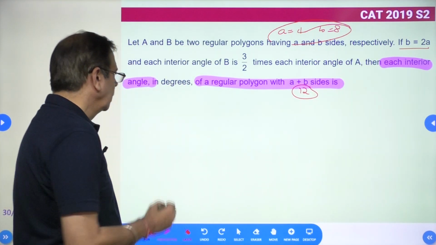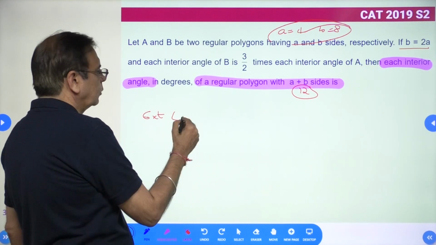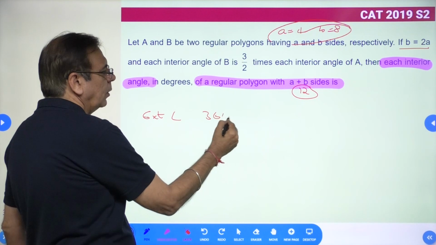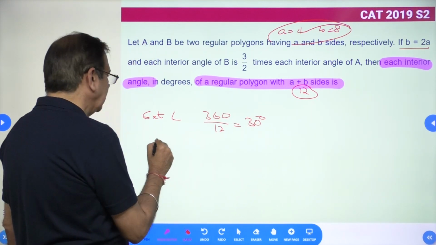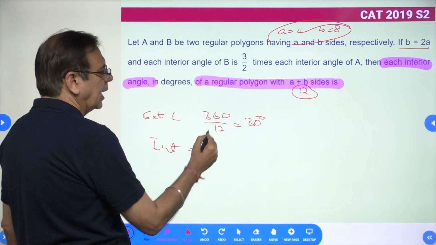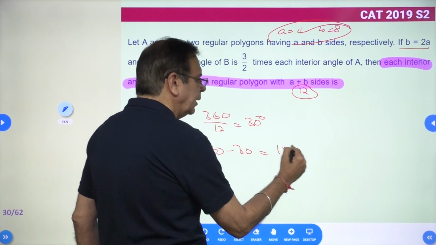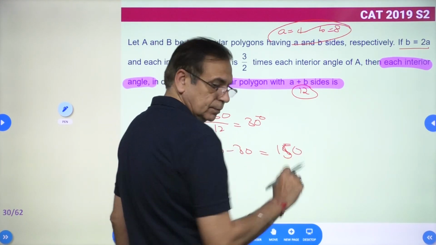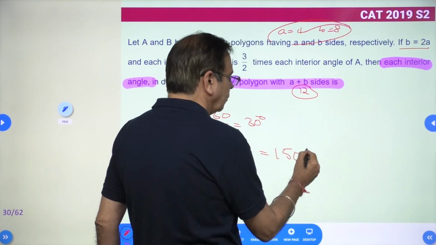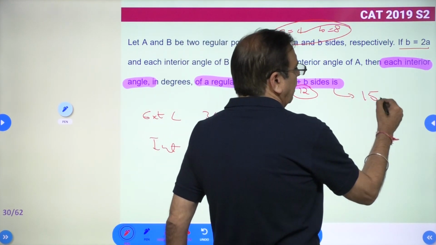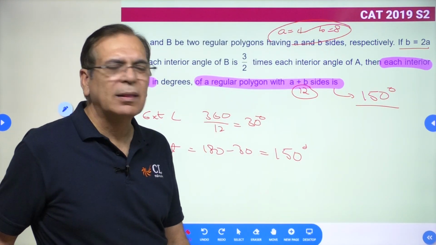8 plus 4, 12. What is the exterior angle of 12 sides? It will be 360 upon 12, which is equal to 30 degrees. So what will be the interior angle? The interior angle will be 180 minus 30, which is equal to 150 degrees. So the answer is going to be 150 degrees.